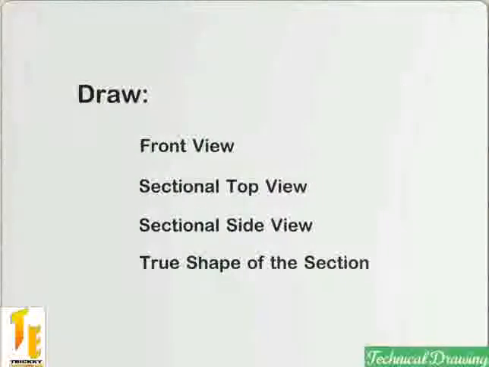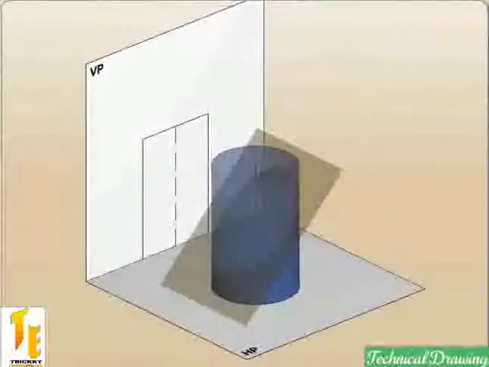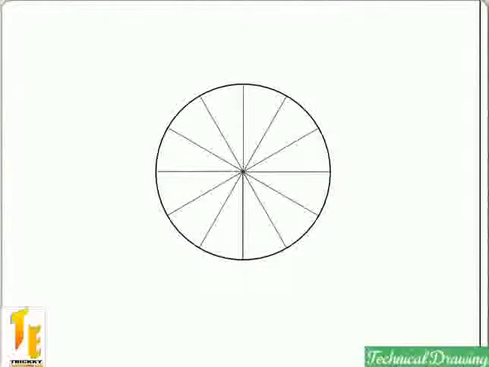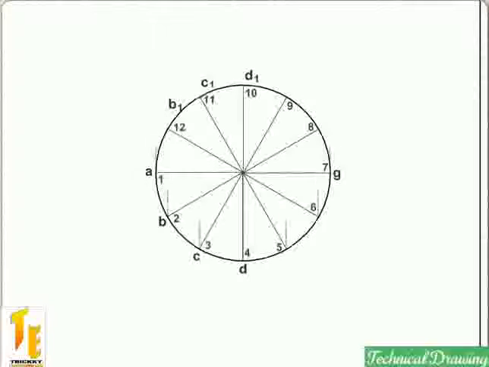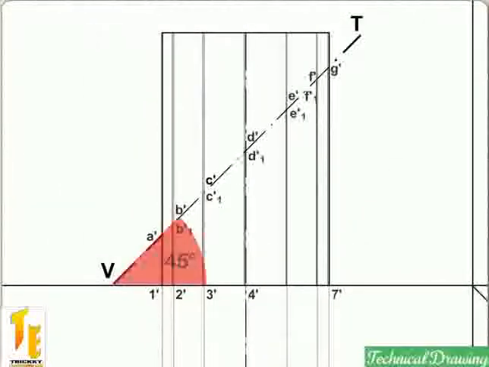Draw its front view, sectional top view, sectional side view and true shape of the section. As the cylinder has no edges, a number of lines representing the generators may be assumed on its curved surface by dividing the base circle into, say, 12 equal parts. Name the points at which these lines are cut by the VT.